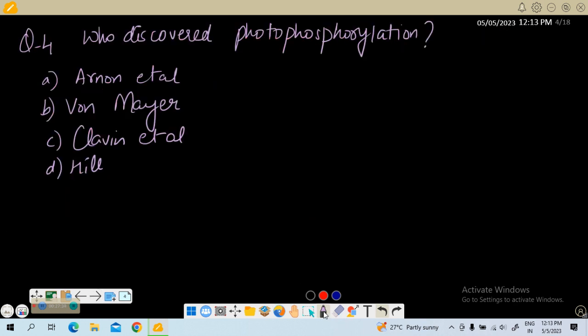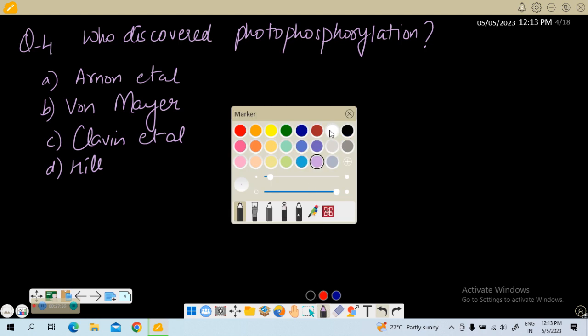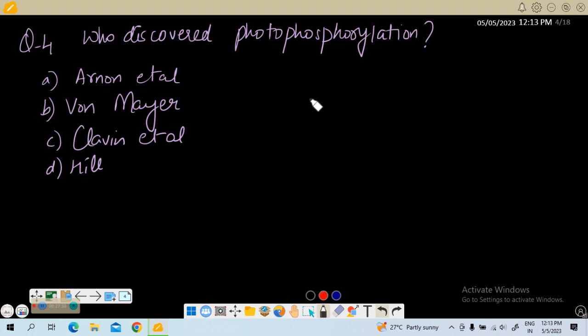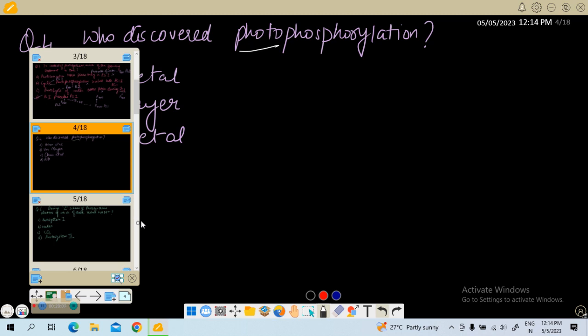Coming to question number 4, who discovered photophosphorylation? Arnon et al., Von Meyer, Calvin et al., Hill. This is H. Photosynthetic phosphorylation or photophosphorylation, the same thing. It is the process of phosphate group transfer into ADP to synthesize the energy-rich ATP molecule. If you remember this, photophosphorylation.